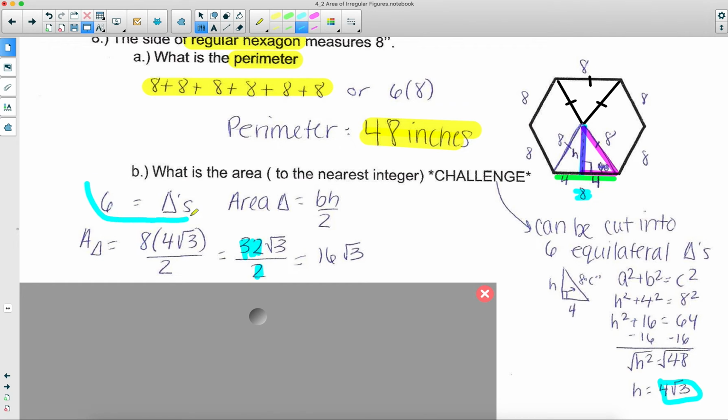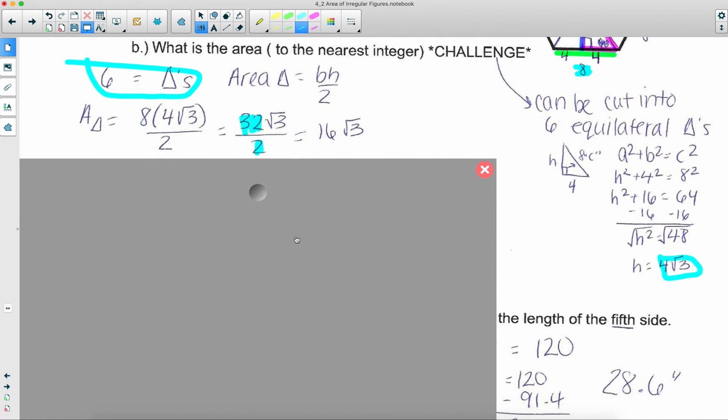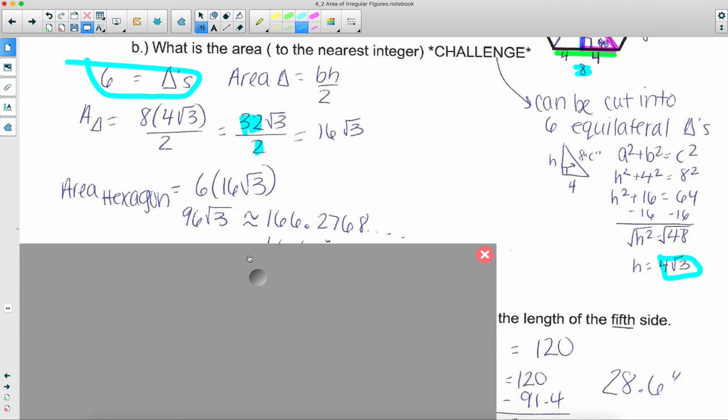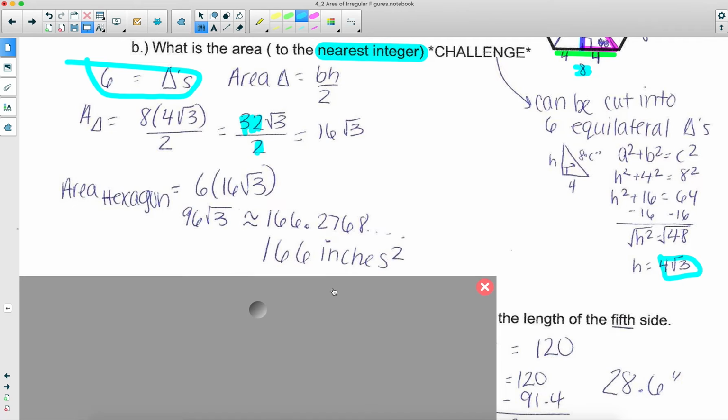Now we have 6 equal triangles. So if one triangle is 16 radical 3, well, all of them are. So I'm going to do 6 times 16 radical 3. So 6 times 16 is 96. So we have 96 radical 3. And now I do need the nearest integer, nearest whole number. So that's the output in the calculator. Round that to the nearest whole number, and I get 166 square inches.